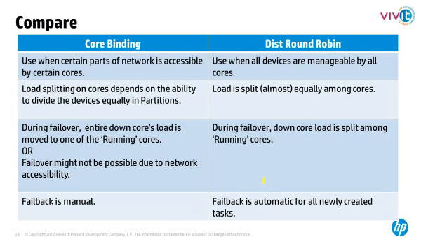Now, we talked about core binding and the distributed Roundrobin, but which one do I want to go with? How do I compare these two topologies? This slide is about comparing the topologies. The first one, as we already talked about: we go for core binding when certain parts of the network are accessible to certain cores only. And when all the devices are accessible to all cores, we go for the distributed Roundrobin.